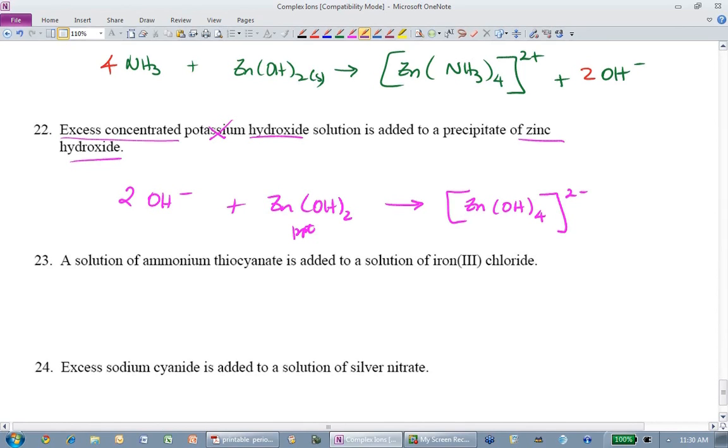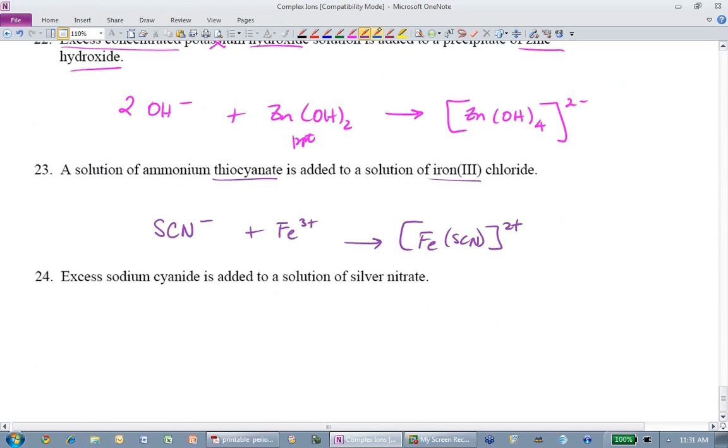A solution of ammonium thiocyanate is added to a solution of iron 3 chloride. Here we go again. And normally the ammonium, this would trick you, and you would think, okay, I'm going to use the NH4 and I'm going to put a complex over here with ammonia. But you have to know that thiocyanate and that iron 3, and you should because of the lab that you've done, or will do, depending on what time of year you're listening to me. And there you have it. Easy enough. Total charge on the left, plus 2. Total charge on the right, plus 2.